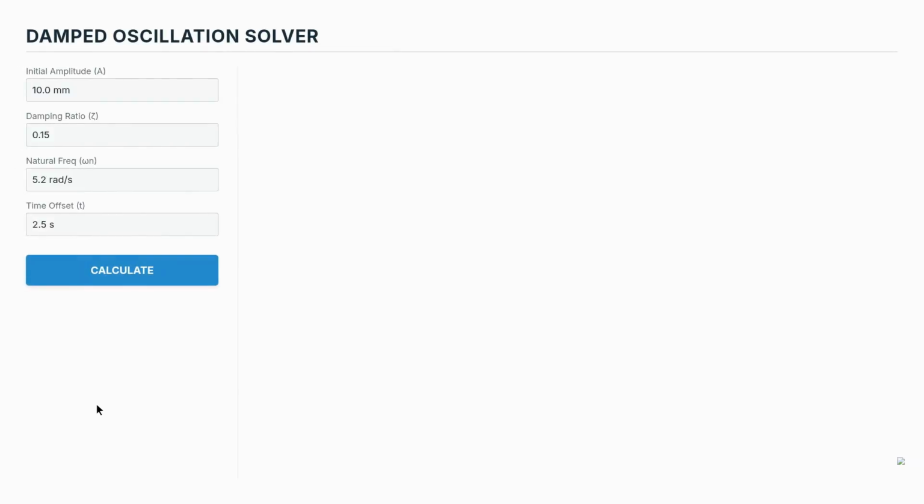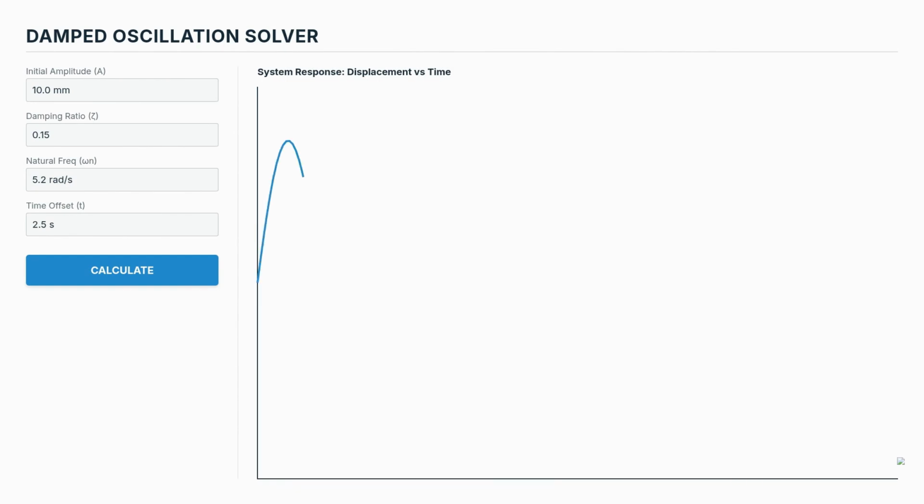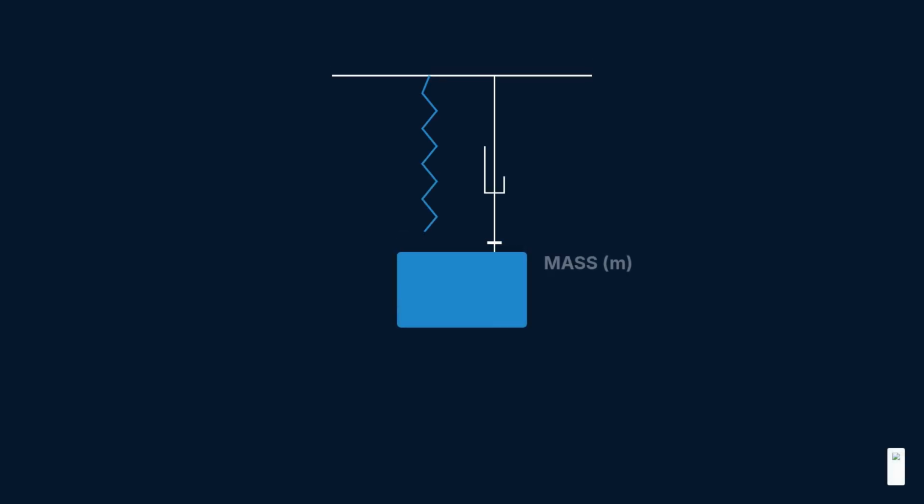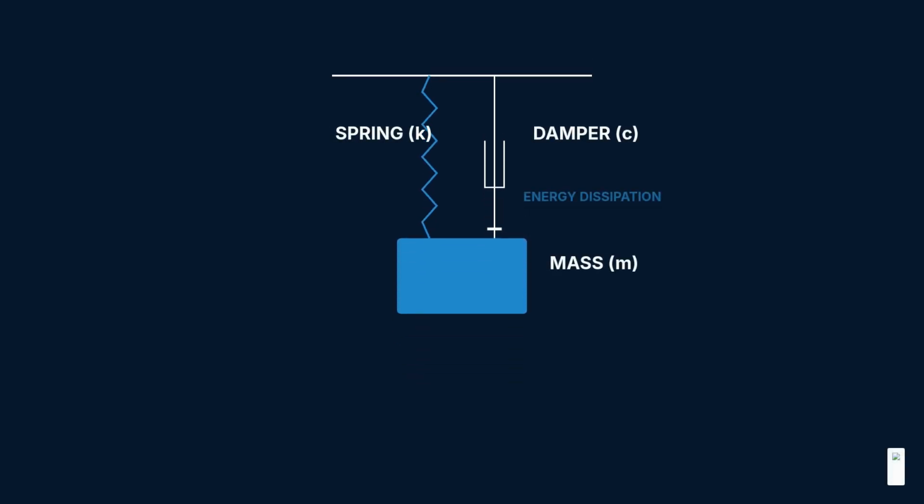After clicking Calculate, the system computes the displacement at the specified time, showing how the oscillation amplitude decreases due to damping effects. This result helps engineers understand the system's position after accounting for energy dissipation through the damping mechanism.